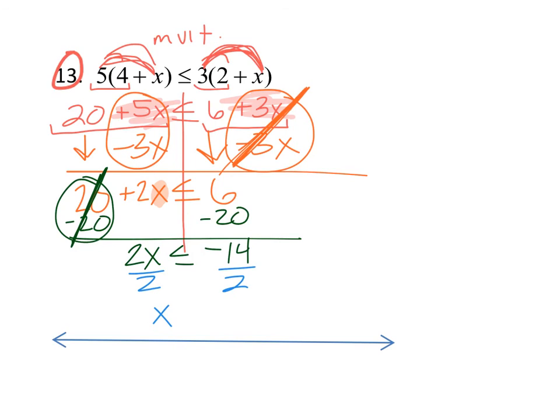Now here we're dividing by a positive 2. So as long as this number is positive, we do not need to change our sign. So I can keep it as less than or equal to. And then negative 14 divided by 2 is negative 7.